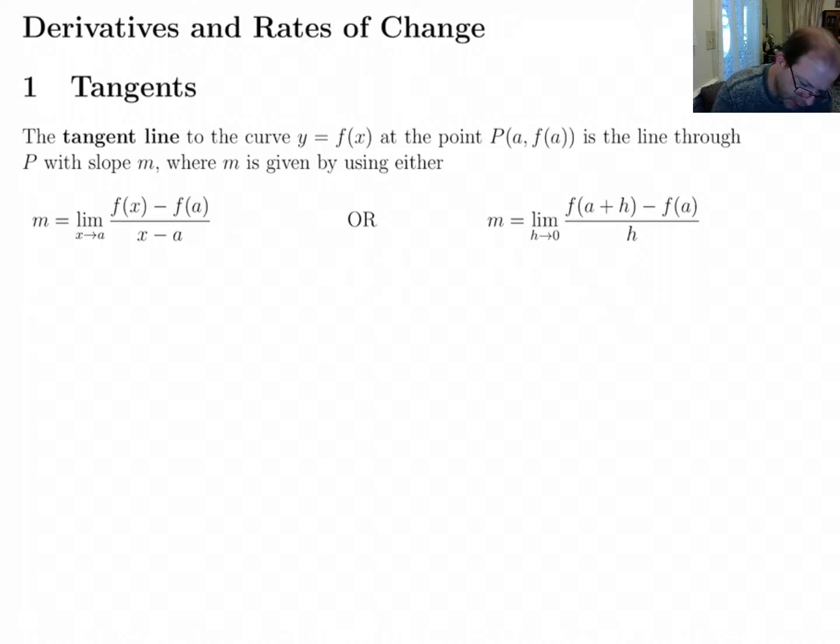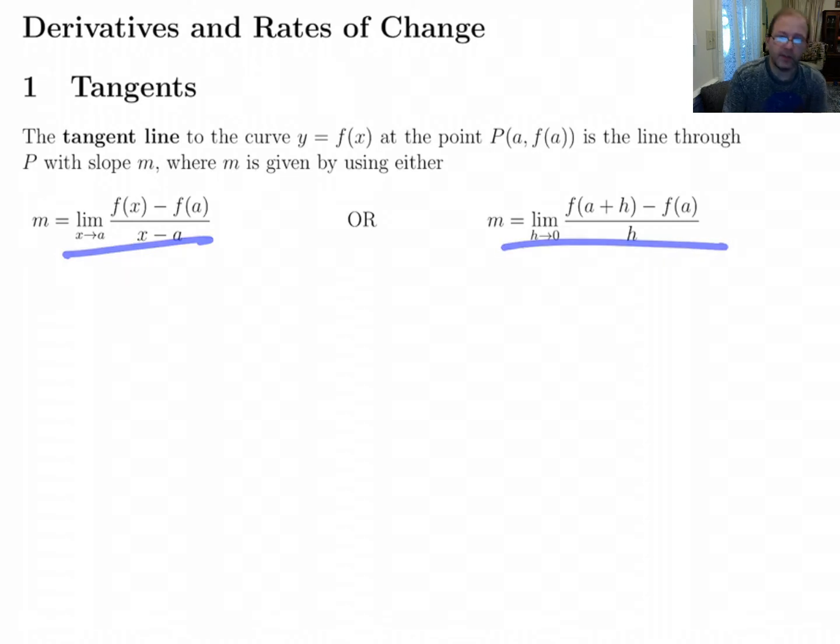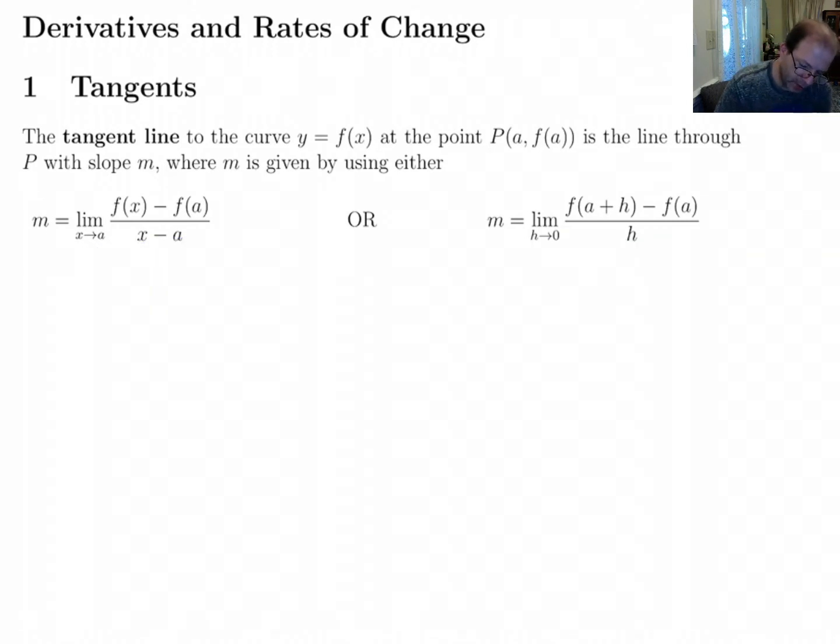The tangent line to a curve at a given point is the line through that point with slope m, where m is given by these two expressions, these two limits. Turns out these two limits give you the same thing. And I want to show you where this comes from.